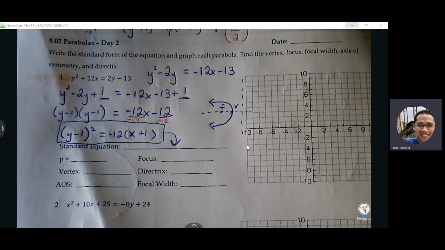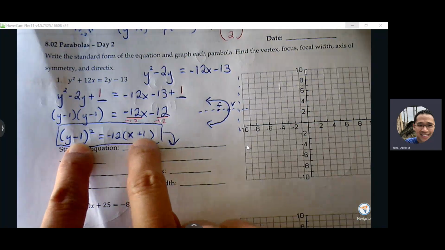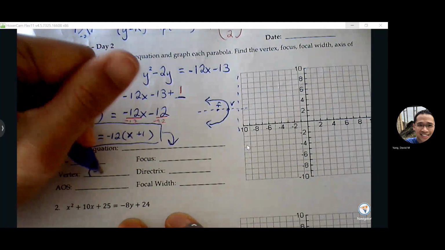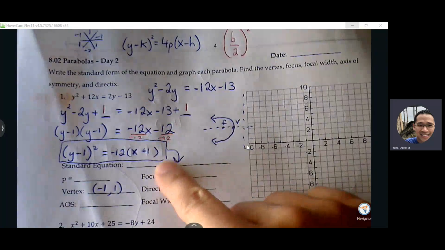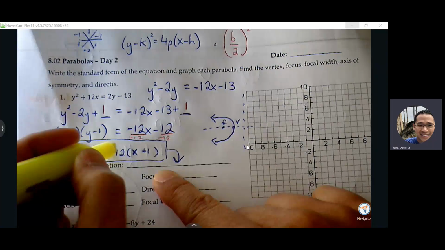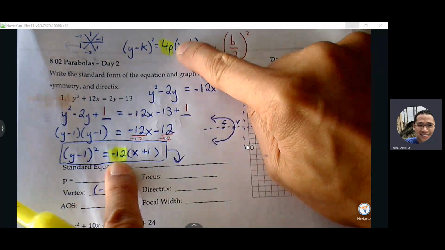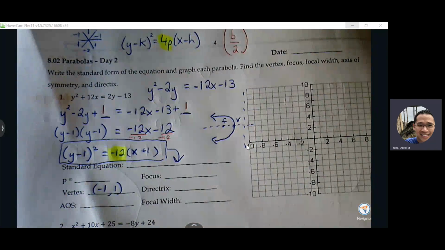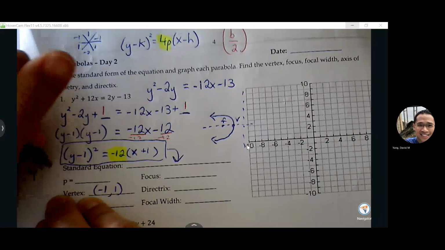Okay, vertex. What's the vertex? Remember, you're always going to follow the x first and then get to your k. We've got to change the sign, so we've got to start with this number here. -1, 1. Good. -1, 1. To find the p-value, you're going to set the number outside the parentheses equal to 4p. You're always setting these equal to each other to solve for your p-value. Okay, 4p equals -12. Therefore, p equals what?